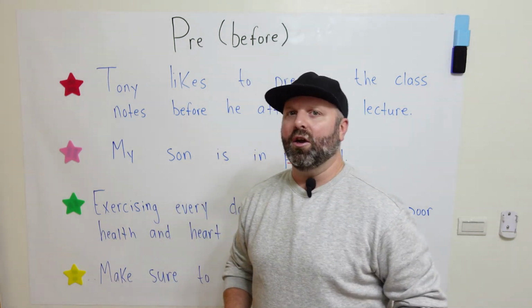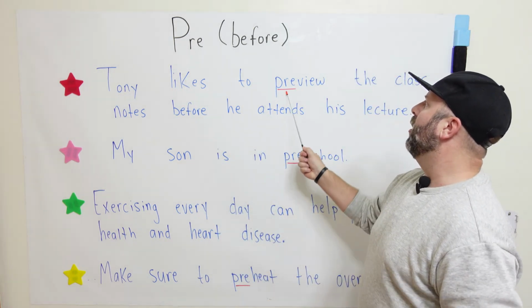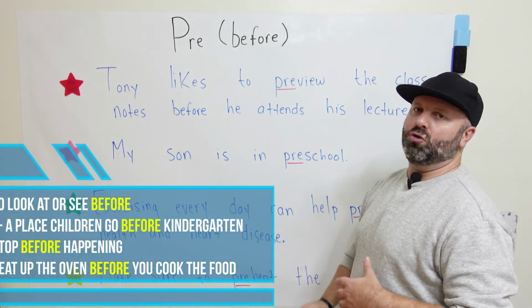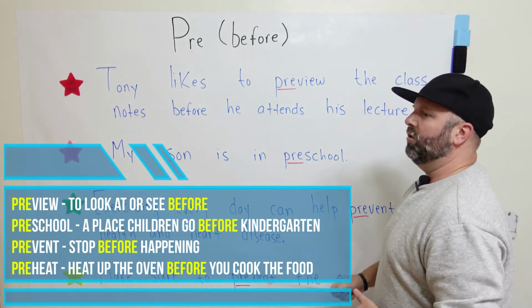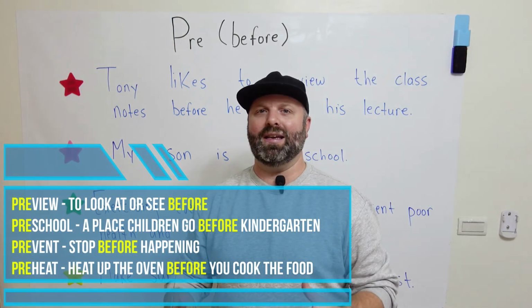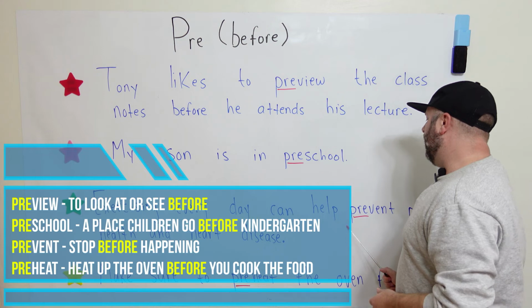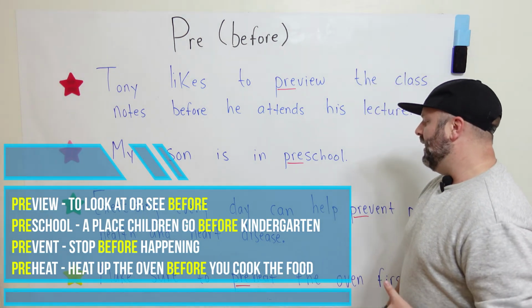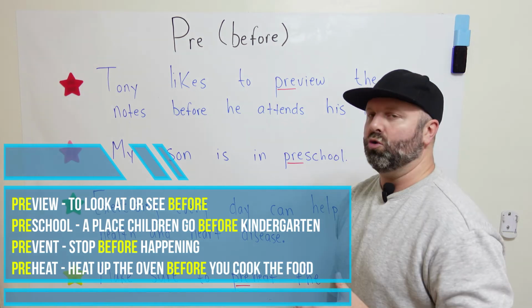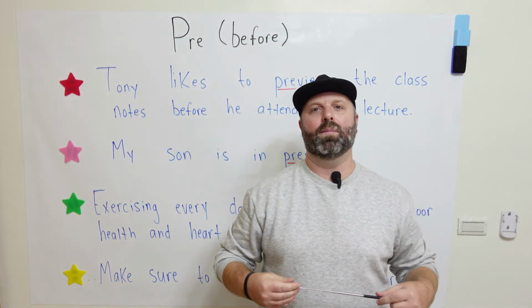So a quick review: pre means before. Preview, okay, to look at or check something before. Preschool, the place where kids aged 3 to 5 go before kindergarten. Prevent, to stop something before it happens. And preheat, to heat something before you put food in the oven.